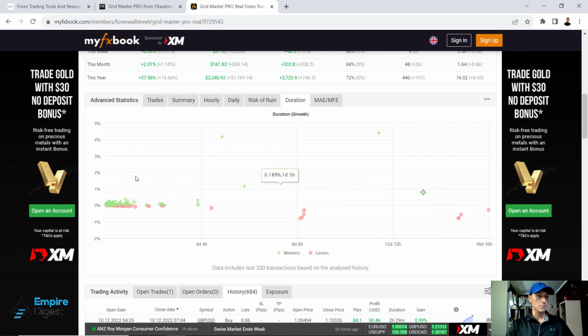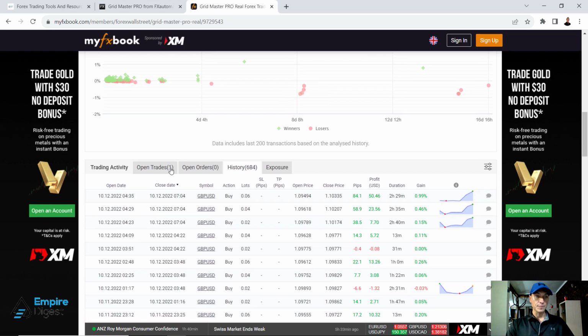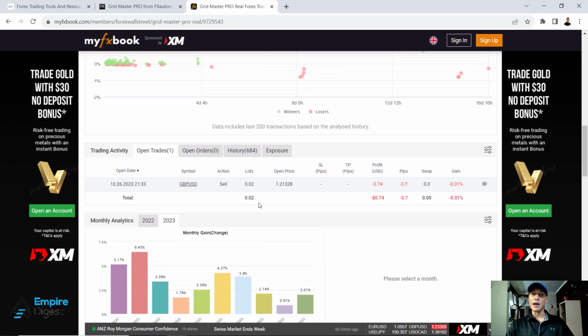But then again, as you can see, I would call it about 90-95% of trades are closing within 2 to 3 days, which is a good thing. Then open trades, they are actually sharing with you the open trades. A lot of robot developers and accounts will not do that. They will keep it private. In this case, you can see it has a current trade open on the GBP USD, running in a small loss of $0.74.